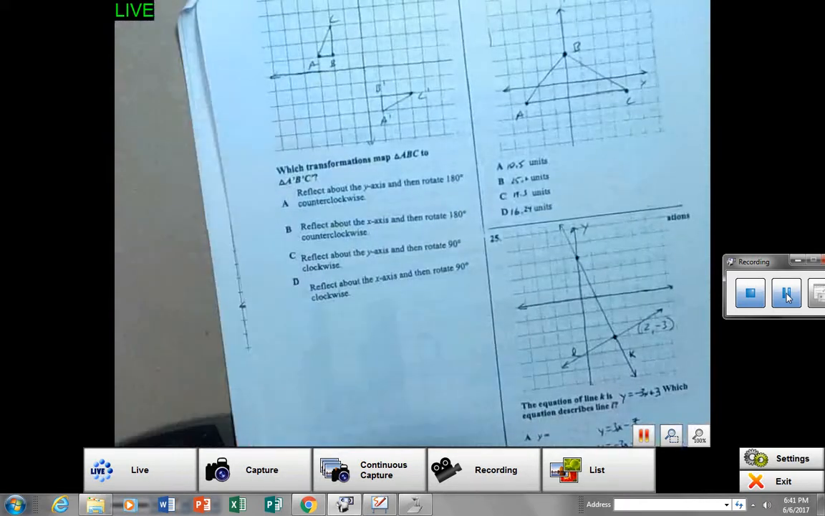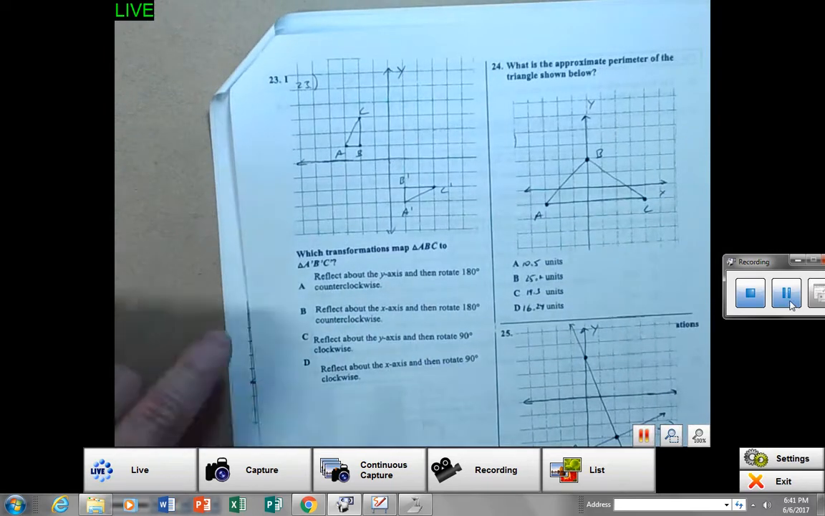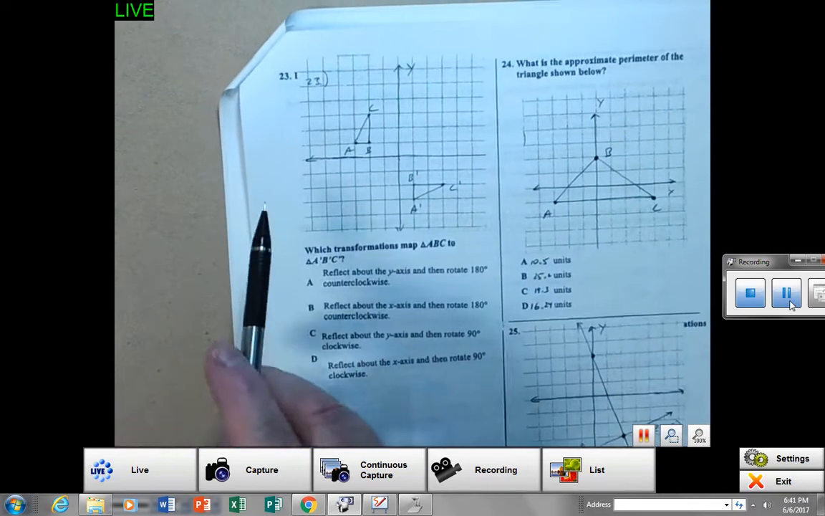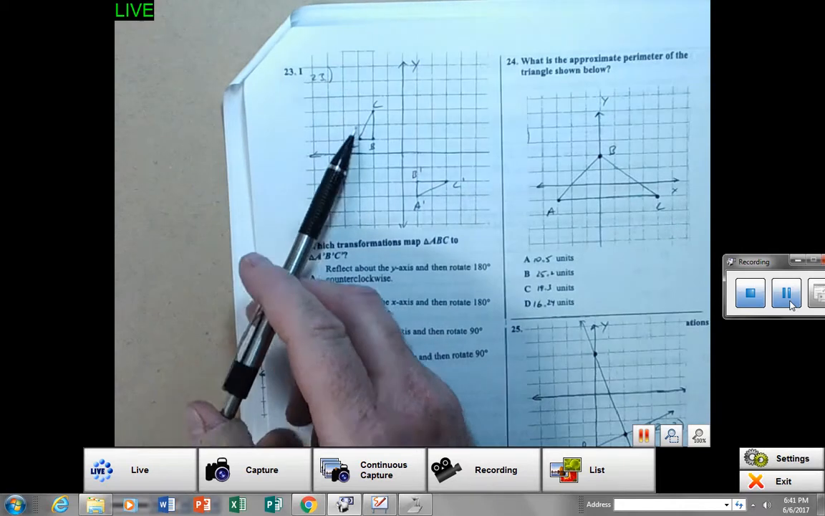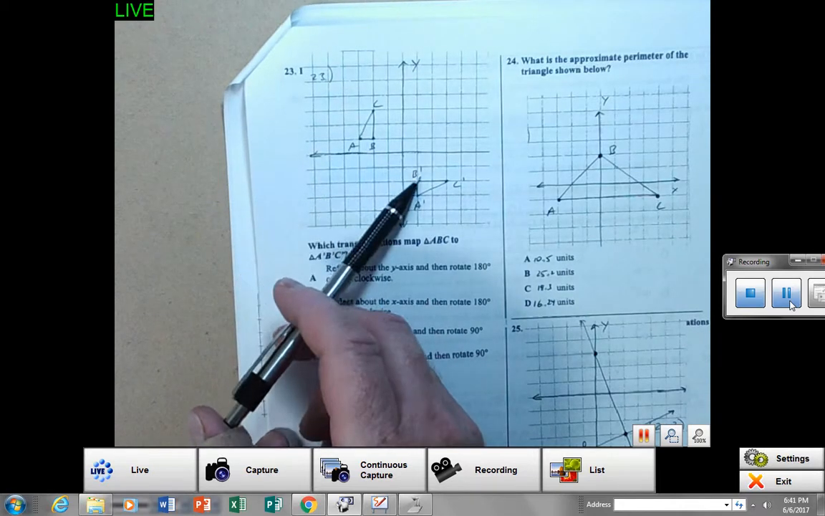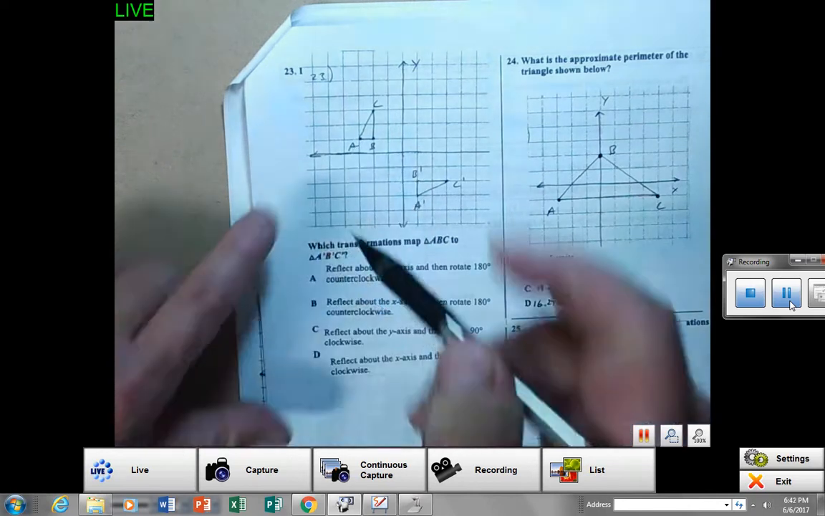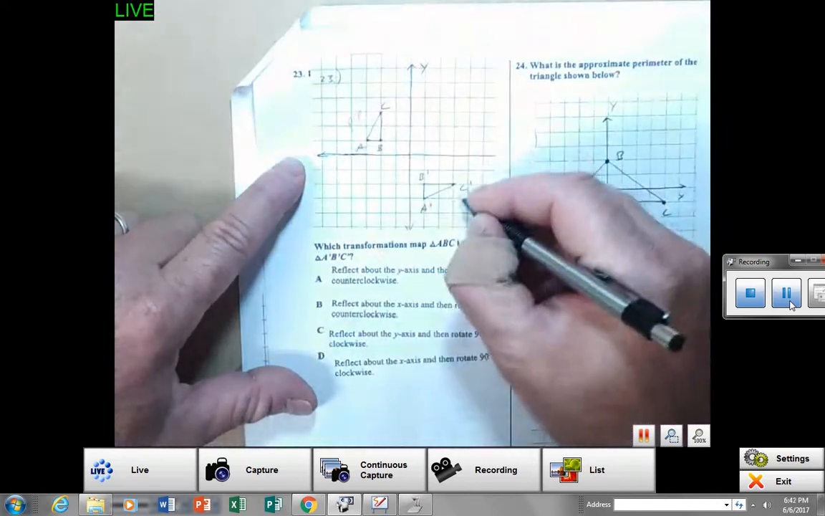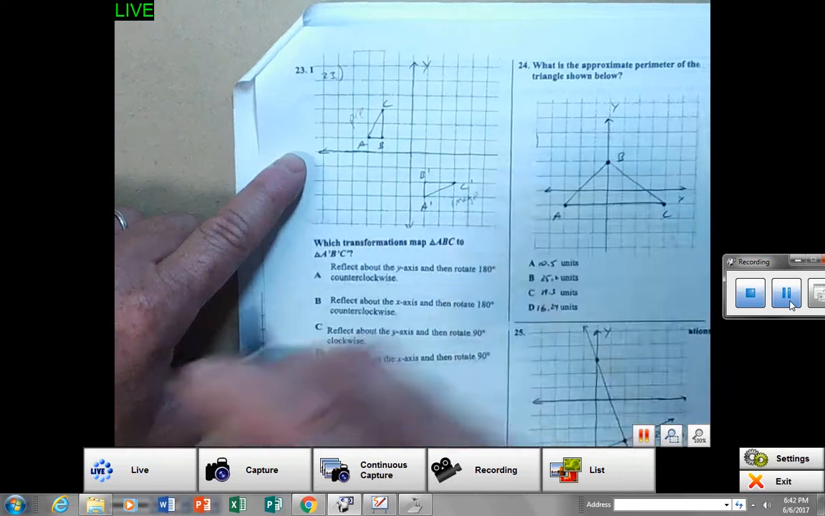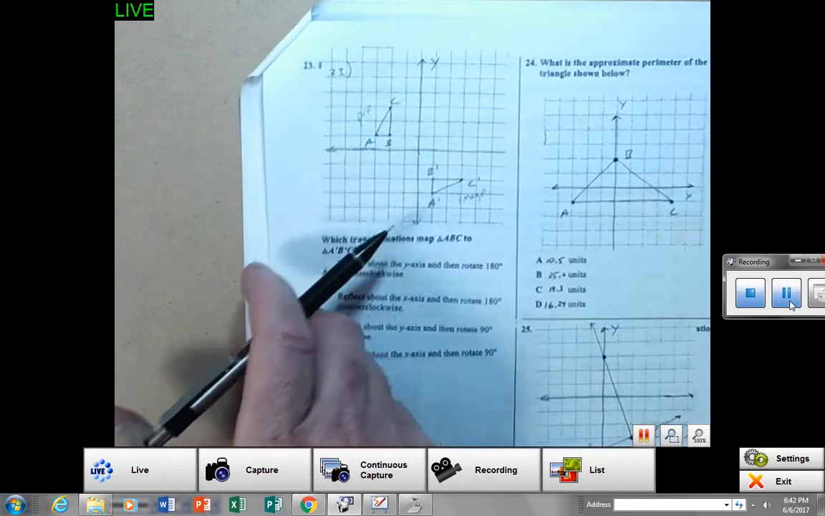All right, 23. For this one, I'm going to get a little bit of patty paper. For this problem, I am moving from here to here. This is my pre-image. This is my image. I could tell by these little marks. So my pre-image to my image. And I could tell by those marks. No marks, that was before. This was after the transformation.